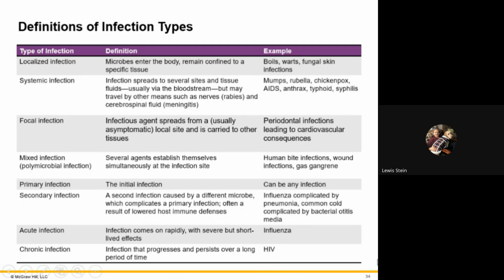An infectious agent spreads from a usually asymptomatic site and is carried to other sites. These are odd. Periodontal disease, I don't know enough about it. I know my mom had it severely, had like three surgeries, and I did not know that there was a risk of spreading to cardiovascular sites. Mixed infections are very problematic.